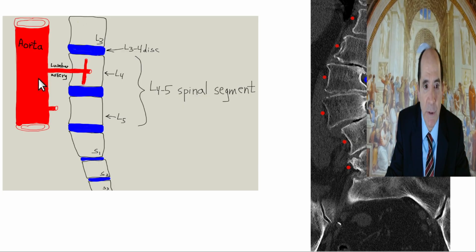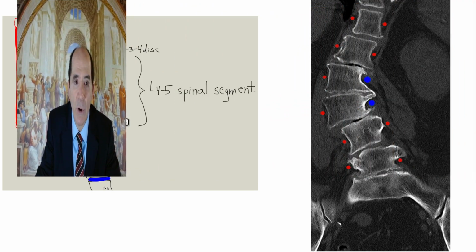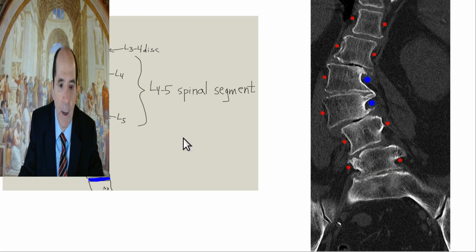The lumbar arteries come off the abdominal aorta, and they run mid-height of the vertebral body, and then they drop a little branch to the lower end plate, one to the upper end plate, and that supplies the disc with blood supply. There's one on each side of the spine. I'll show you over here what it looks like.